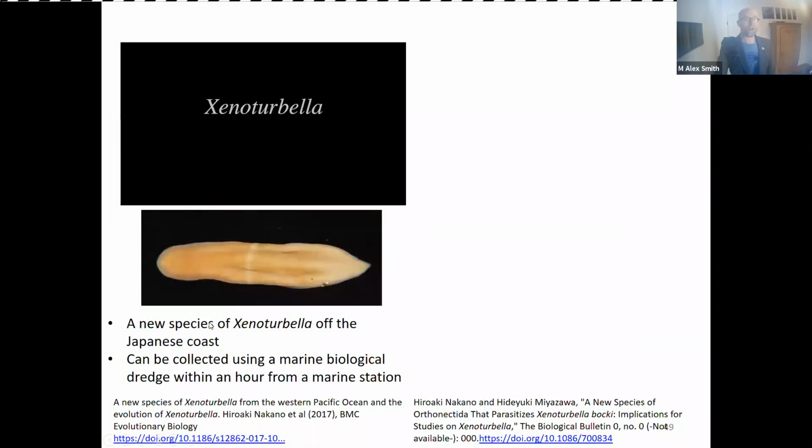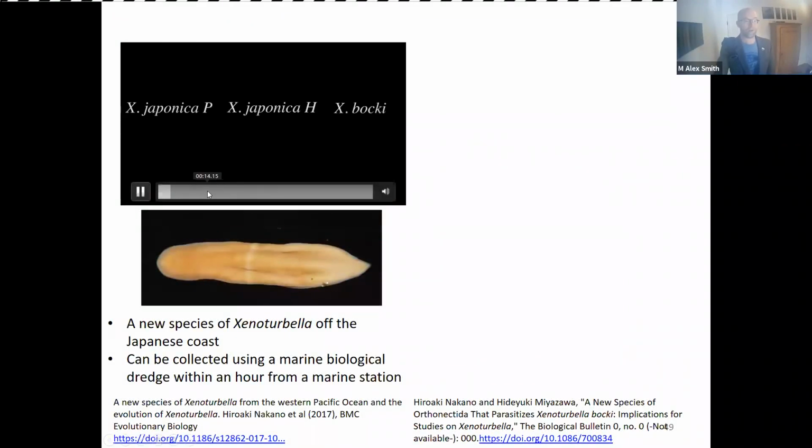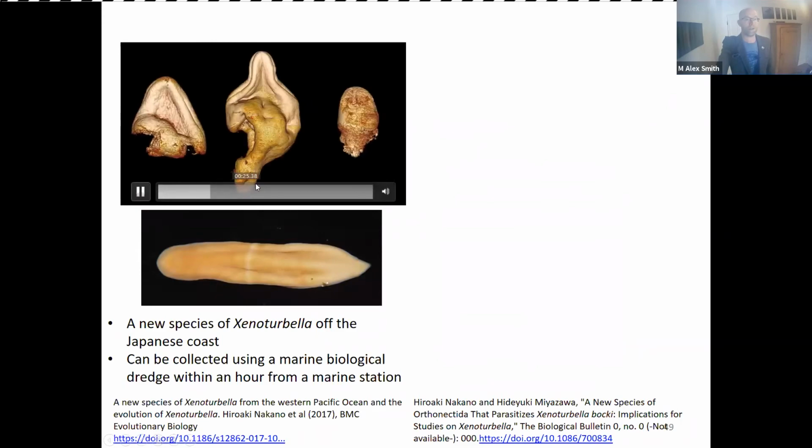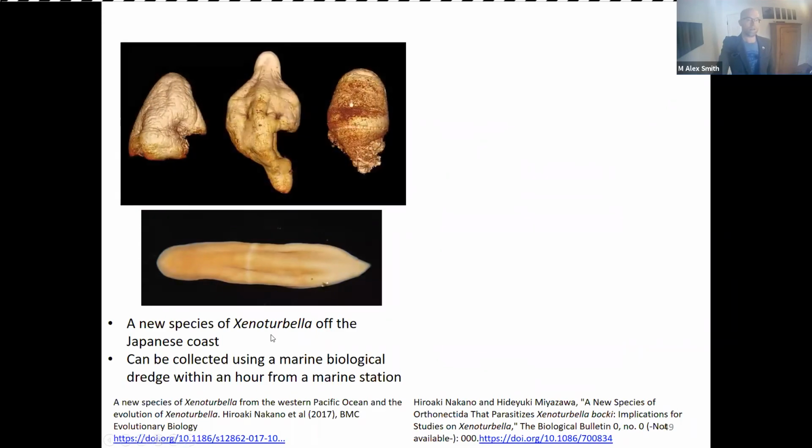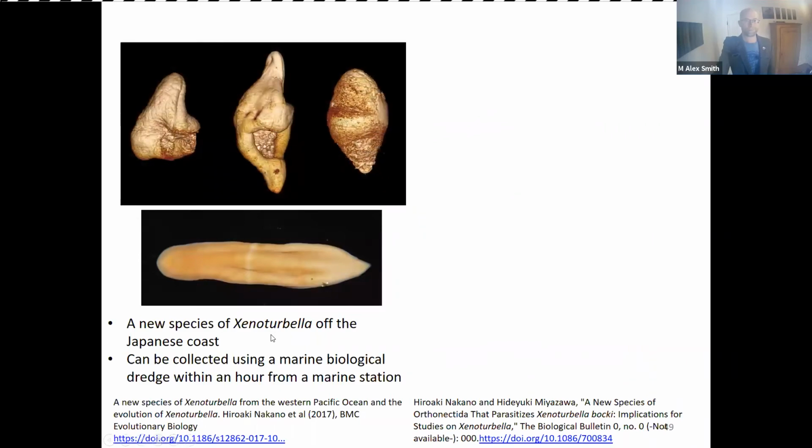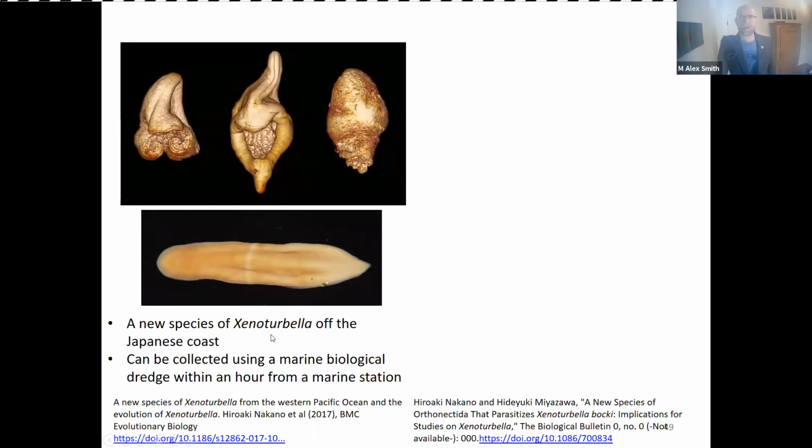So this is a new species of Xenotrebella that was discovered off of the Japanese coast. And you can see this is where I took some of these scans, the tomography. And you can see it is as gorgeous, let's say, as all of the other ones.